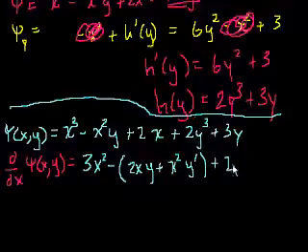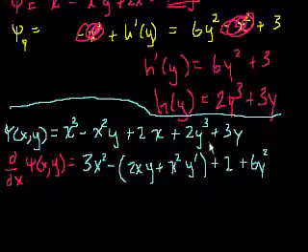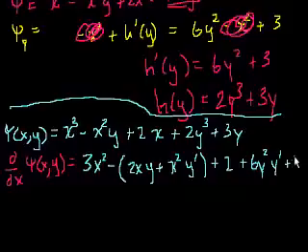So this is plus 6y squared. And then we're doing the chain rule, so we took the derivative with respect to y, and then you have to multiply that times the derivative of y with respect to x, which is just y prime. Plus the derivative of this with respect to y is 3, times, we're just doing the chain rule, the derivative of y with respect to x, so that's y prime.